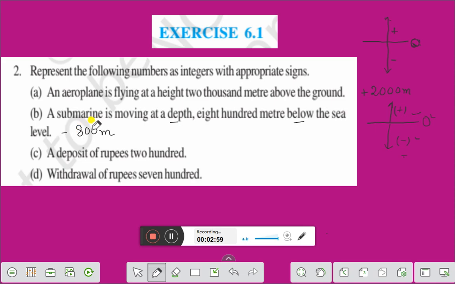A deposit of rupees 200. Now suppose balance is rupees 0, right? If we deposit, it will be plus, and if we withdraw money, it will be minus. If we deposit money, it will be plus. Therefore, a deposit of rupees 200 will be plus 200 rupees.